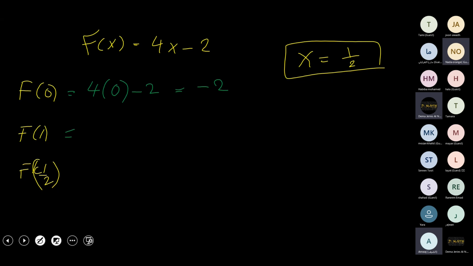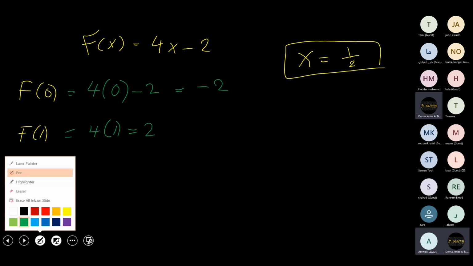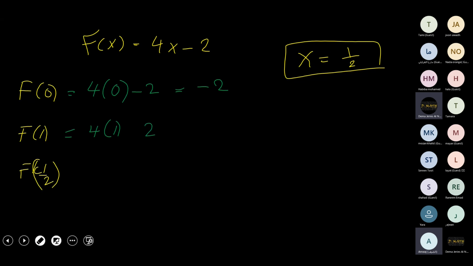4 minus 2 equals 2. It will be 2. Okay, you will put 4 times 1 minus 2, which is 2. What about f of half? 4 times half equals 2, minus 2 equals 0.